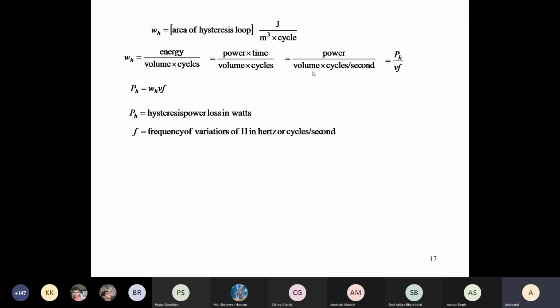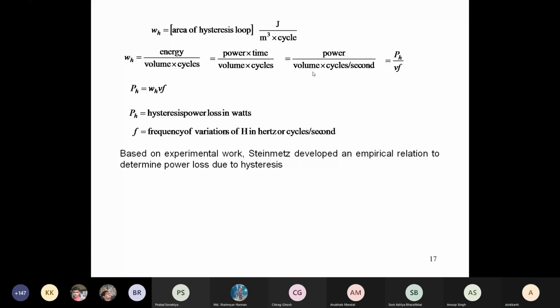So based on experimental work, there was an electrical engineer called Steinmetz, he developed an empirical relation to determine the power loss due to hysteresis. It is not possible to find out the exact area under the hysteresis curve. So Steinmetz developed an empirical relation to determine the power loss due to hysteresis. And he gave this formula that the power loss due to hysteresis is given by KH V F. It is dependent upon the maximum value of the flux density, B max to the power n watts. This is the formula given by Steinmetz.